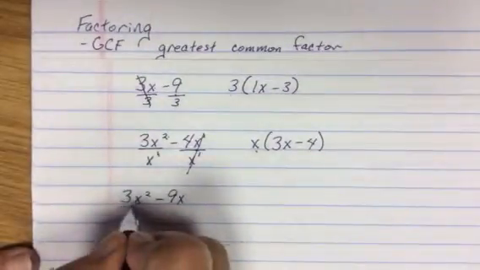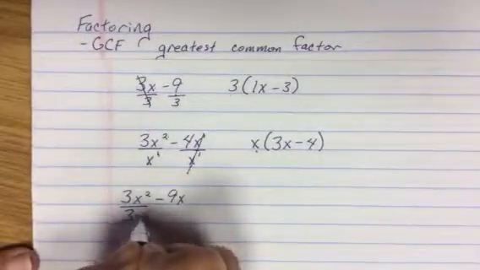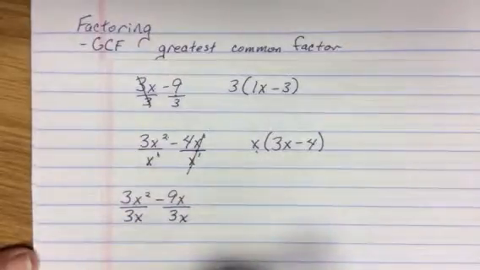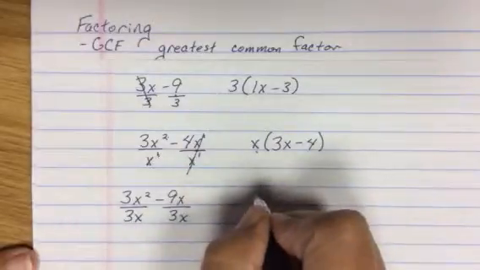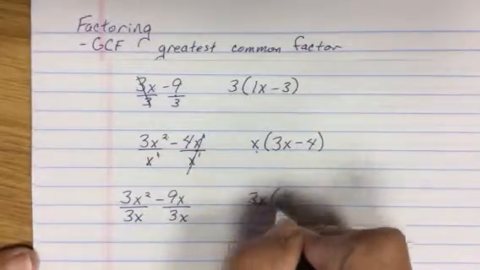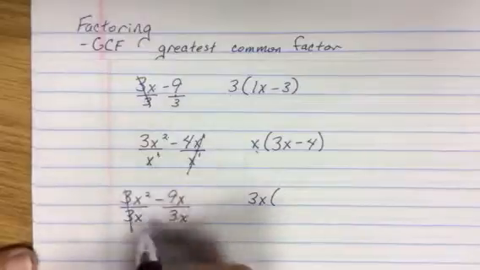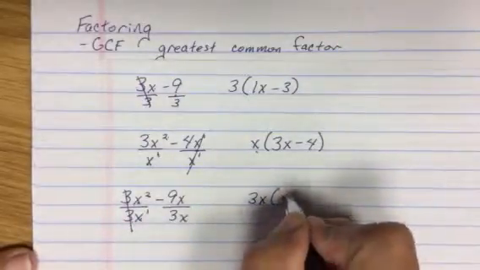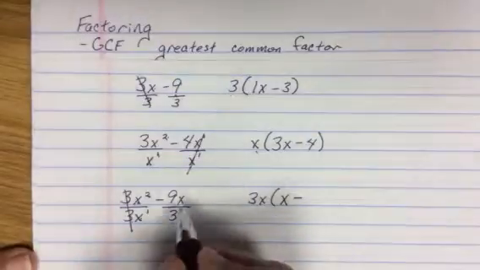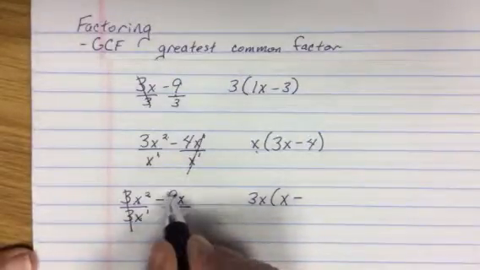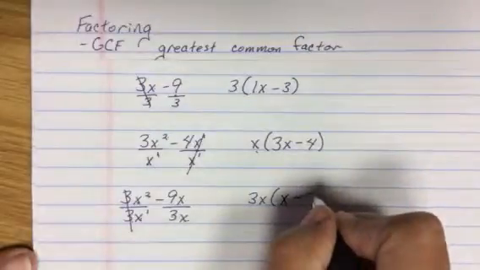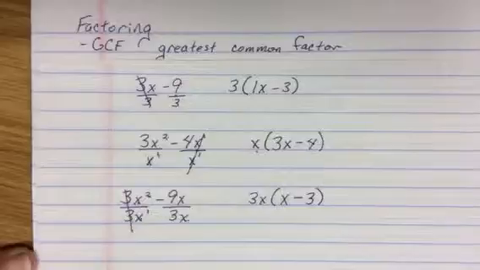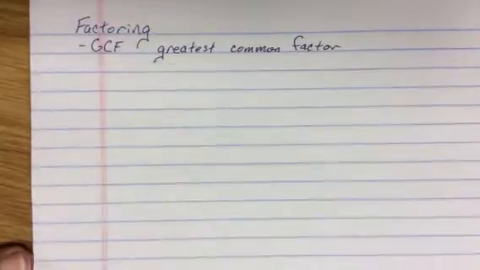Because looking at this, I can take a 3 and an x out of both. So again, what I divide by comes to the front. 3 divided by 3 cancels. X squared divided by x to the first leaves me a plain x. Bring the sign over. 9x divided by 3x leaves me plain old 3. GCF. All right.